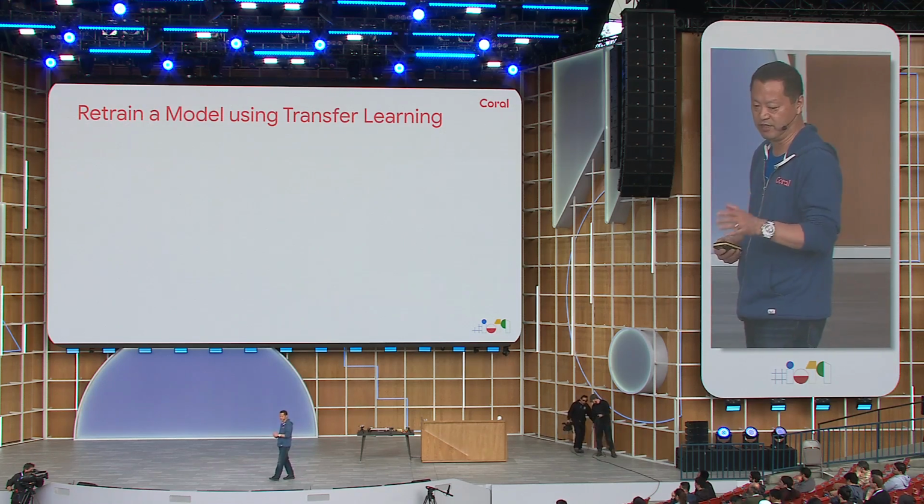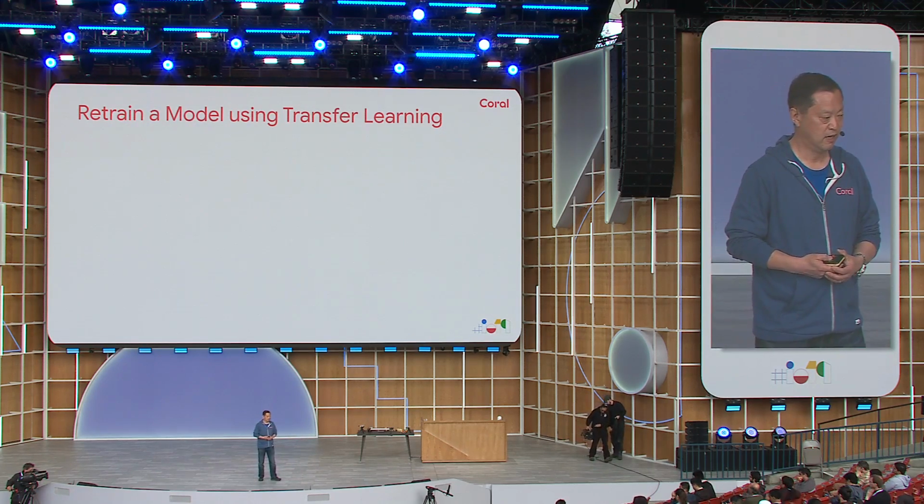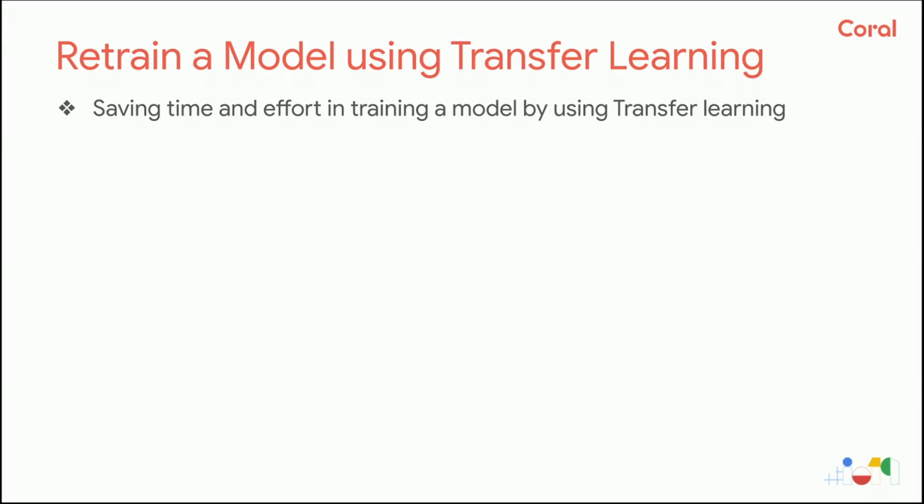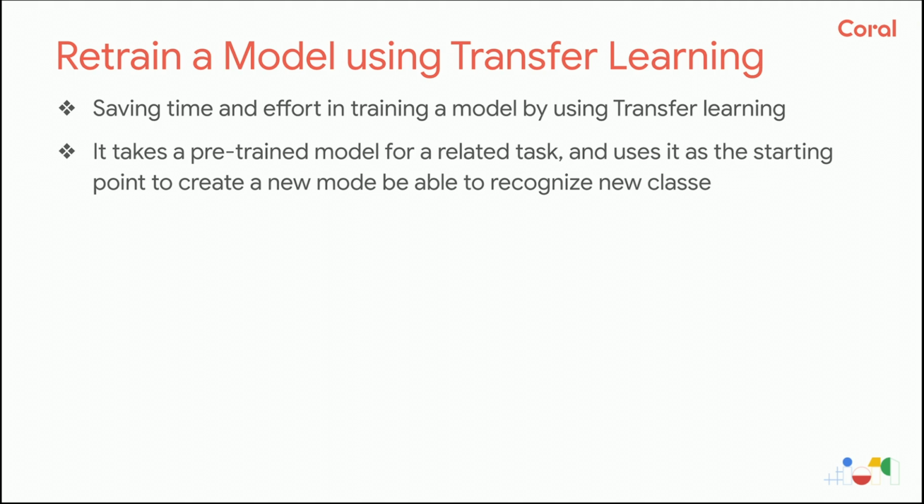So now we've talked about how to use a Coral-supplied pre-compiled model to deploy. But what if you want to build something on your own? You want to customize your model. Well, this is where transfer learning comes in. Transfer learning helps you save time in building your own model. Basically, it takes a pre-trained model that is compatible with Edge TPU, and you retrain it for your related task by using your own customized data.